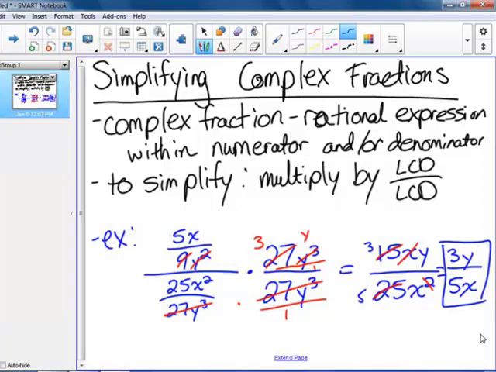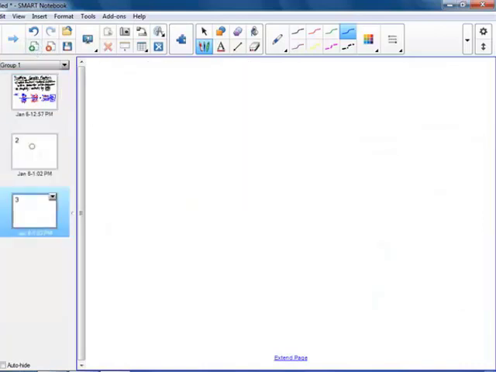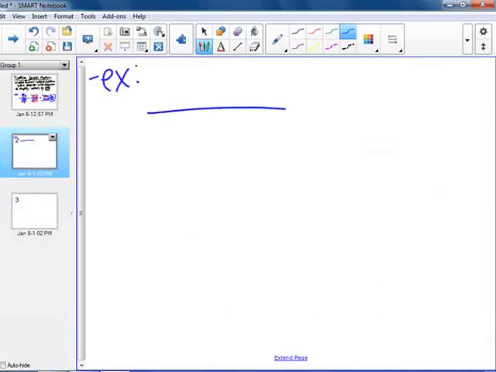Okay, so that was one where we just had one fraction over another fraction. Now let's get to one that's a little more involved. Okay, my big fraction line. On top, I have x minus 1 over x squared minus 4. On the bottom, I have 1 plus 1 over x minus 2. This one's got a little more to it. It looks a little bit bigger.